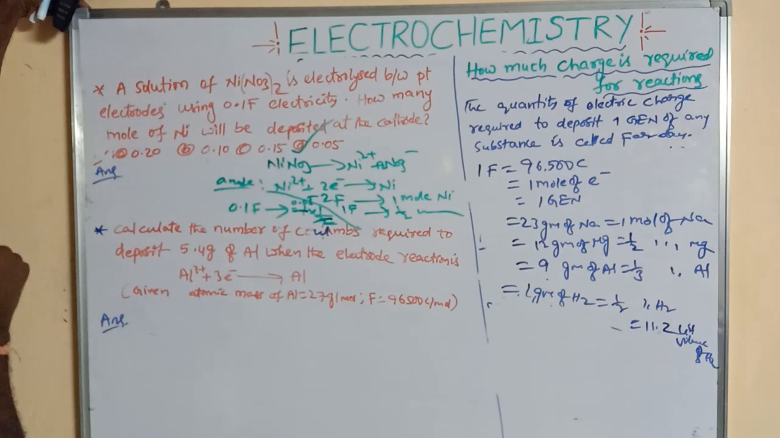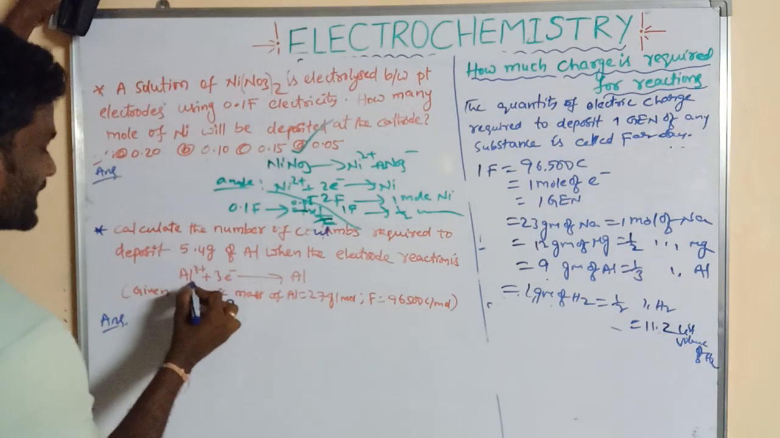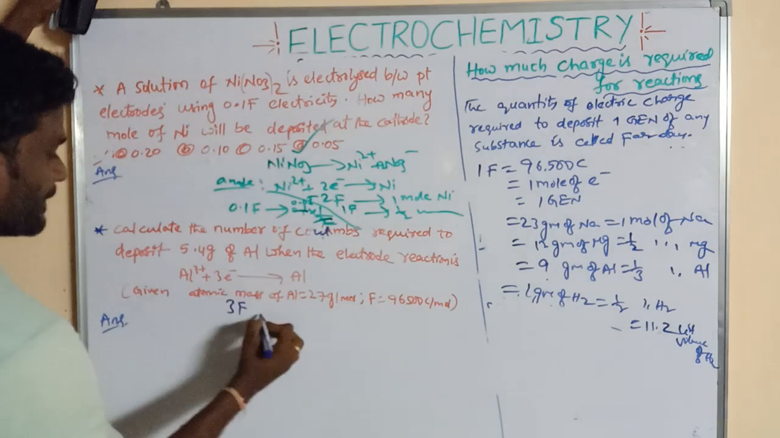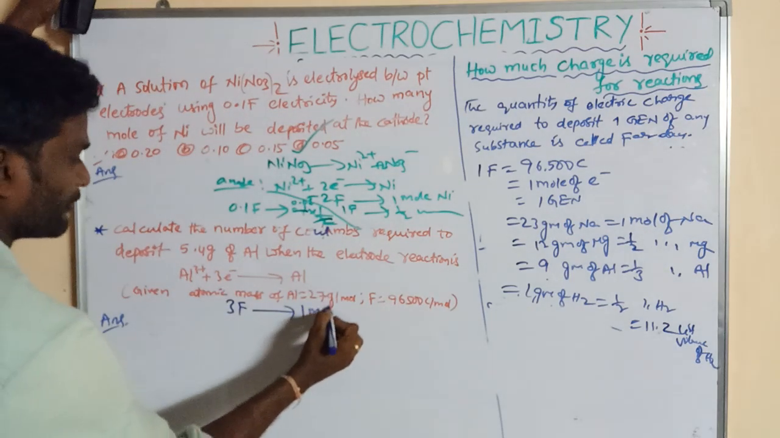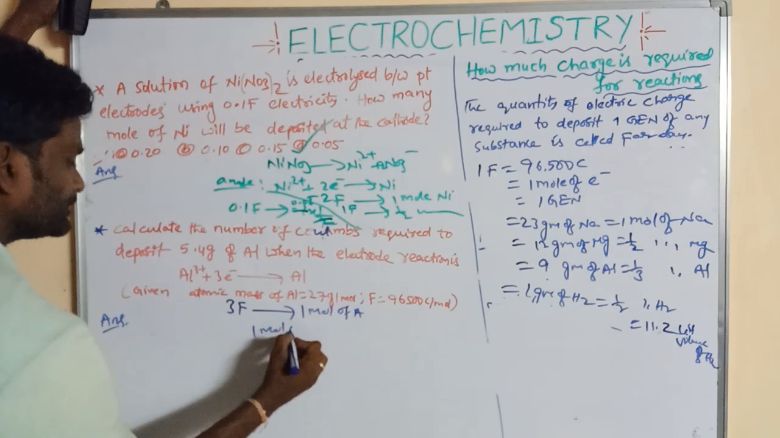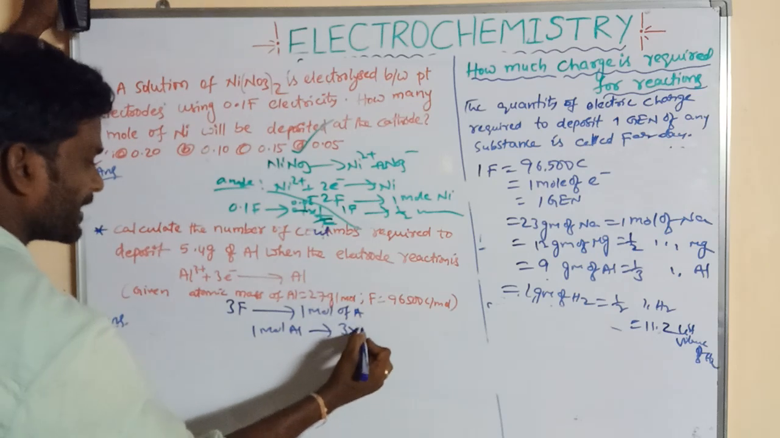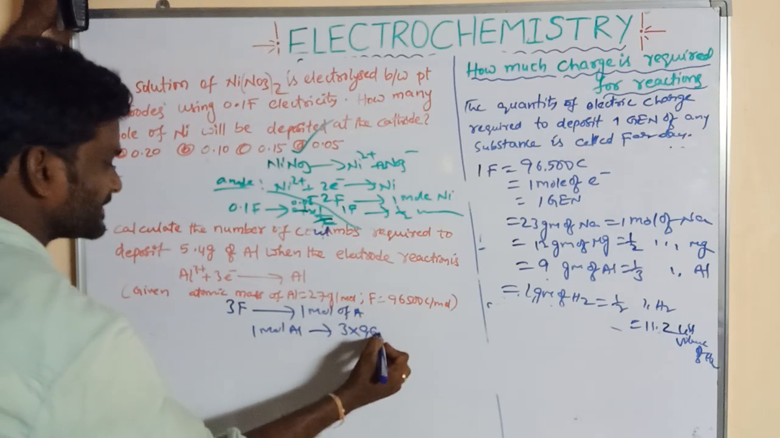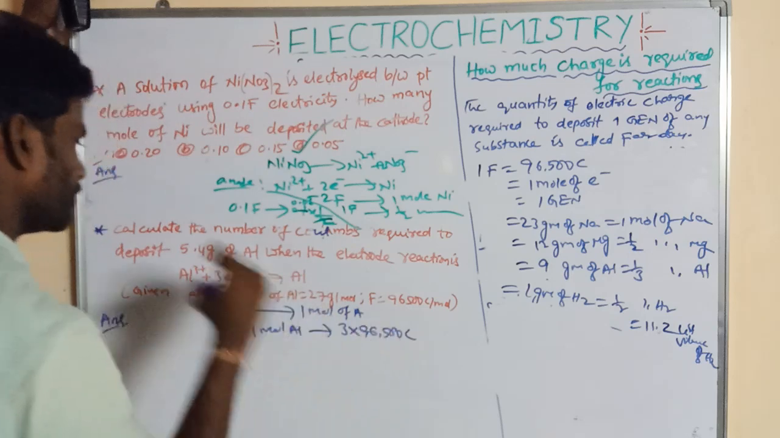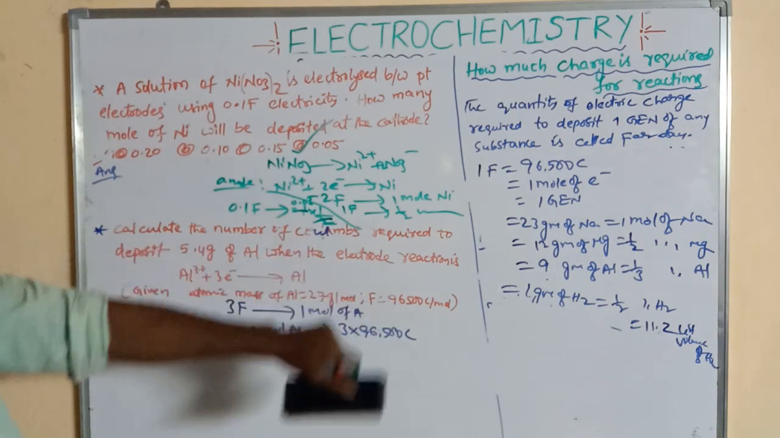Number of coulombs are asked. So we know, here this is the reaction: 3 electrons, that means 3 Faraday, gives rise to 1 mole of Al. So for 1 mole of Al, how much? 3 Faraday. 1 Faraday is equal to 96,500 coulombs.